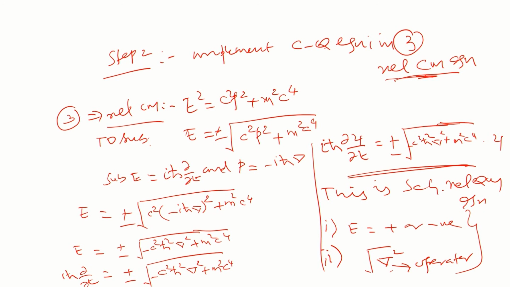These two defects are removed by Klein-Gordon in their concept. That is the next topic we are going to see. So with this we are finishing one topic, Schrödinger's relativistic quantum mechanical equation.